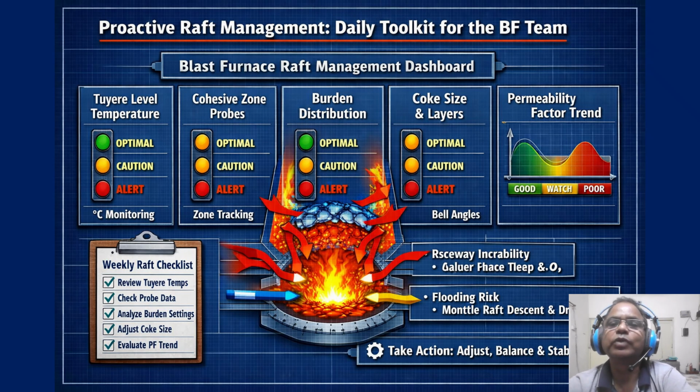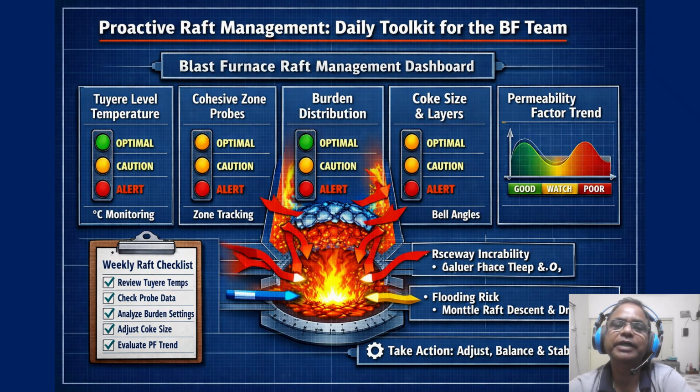So, the toolkit from the blast furnace team. This is your take-home tool, the raft scoreboard. Five things you check before every shift huddle. Number one, tuyere level temperature trend. If it drops more than 30 degrees centigrade in 2 hours, the raft melting zone is moving down. Bad. Raise blast temperature by 15 degrees centigrade. Number two, cohesive zone position. Estimate from shaft probe temperature. Zone too high, increase lump ore. Too low, add nut coke.